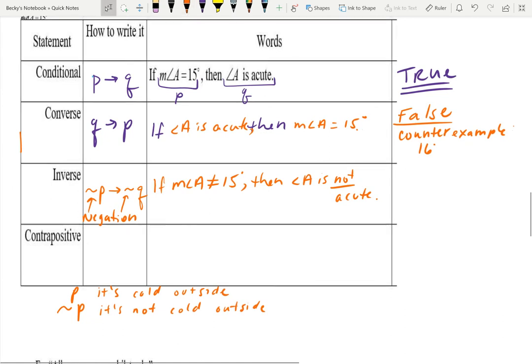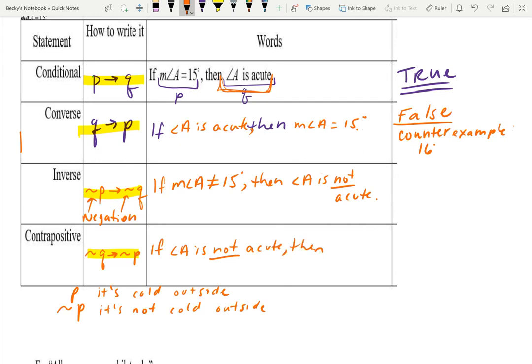Now, there is a pattern. You notice at the very beginning, we have the P, then Q, and then we flip it, and then we negate it. So you guess it. We're going to flip it. So we're going to have not Q, then not P. So again, go back to the beginning. We're going to look at this Q value, which is angle A is acute. So we're going to flip it and put it in the beginning. If angle A is negated, not acute, then we're going to talk about the opposite of P. The measure of angle A is not 15 degrees. So that's the contrapositive.